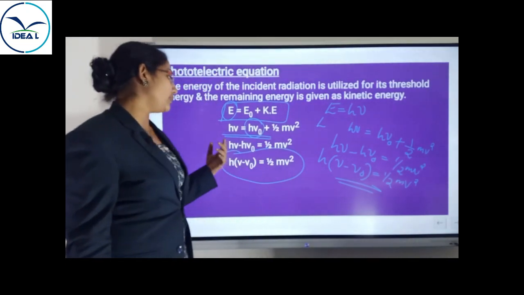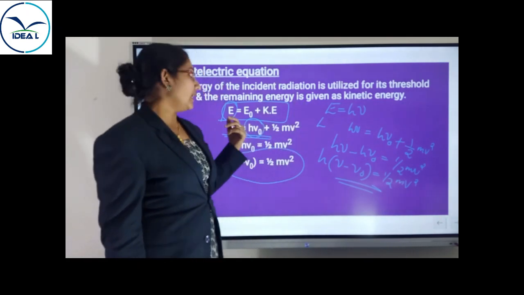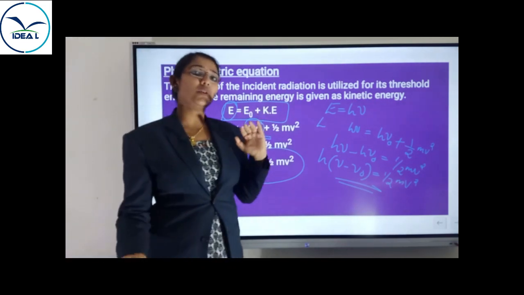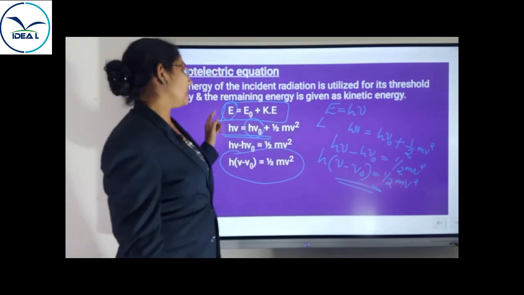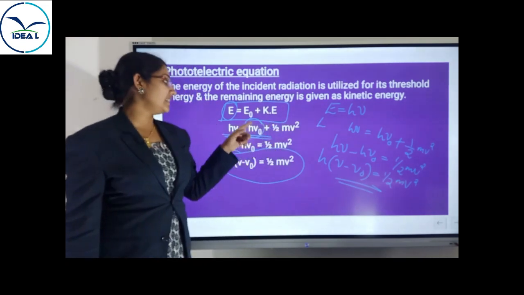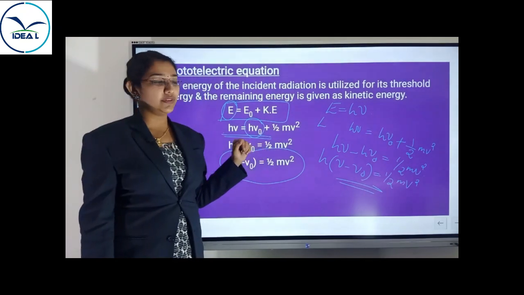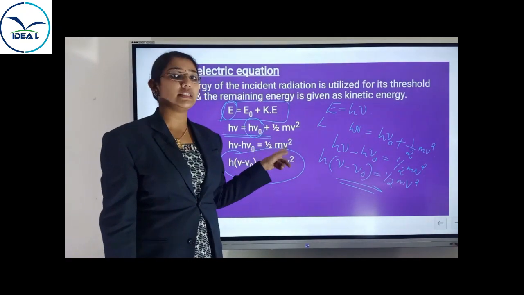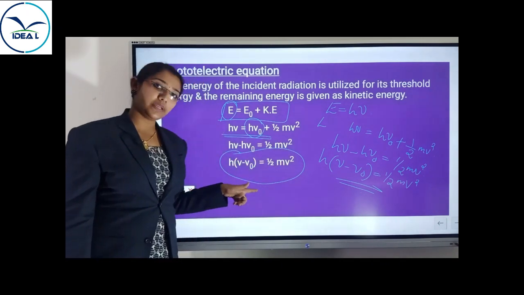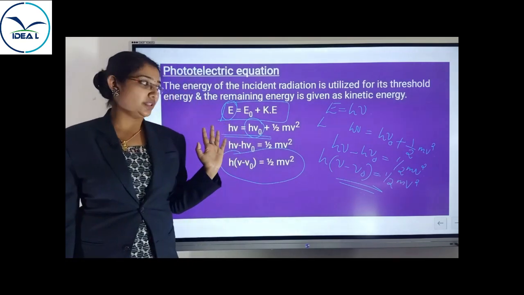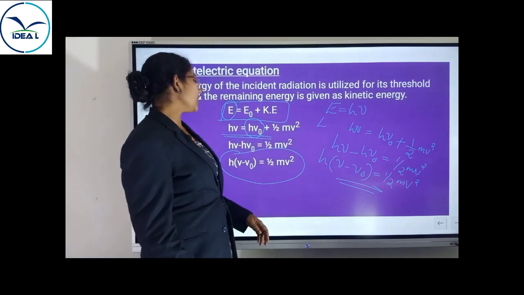So what is the relationship between kinetic energy and hν or energy? That is, energy of incident radiation is utilized for threshold energy and the remaining part is given as kinetic energy. That is, E = E0 + kinetic energy. We know E = hν. So hν = hν0 + half mv square. That is, hν minus hν0 is equal to half mv square. h into (ν minus ν0) is equal to half mv square. Okay, so this is the photoelectric equation. This equation is also very important for calculations.